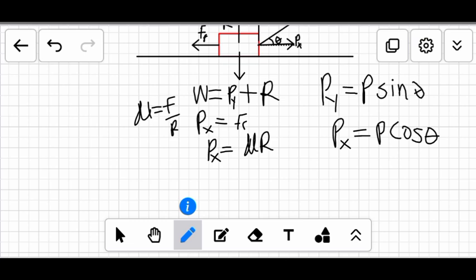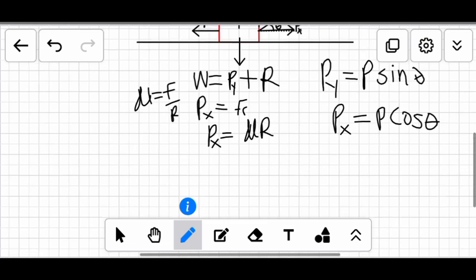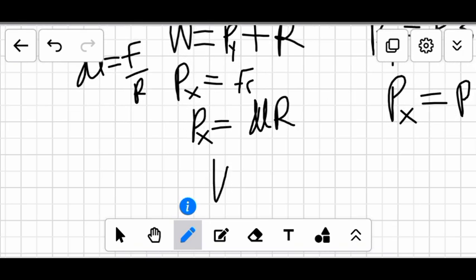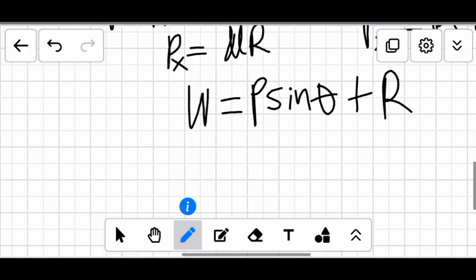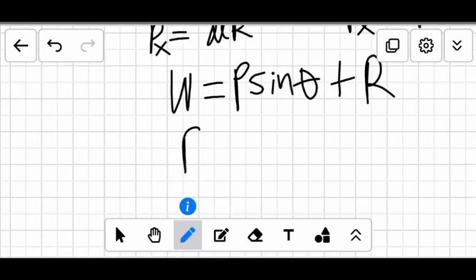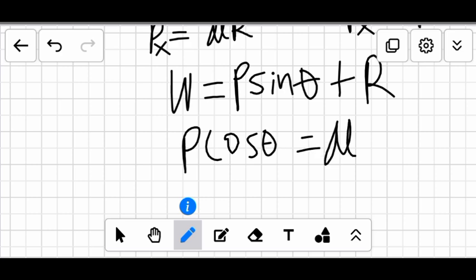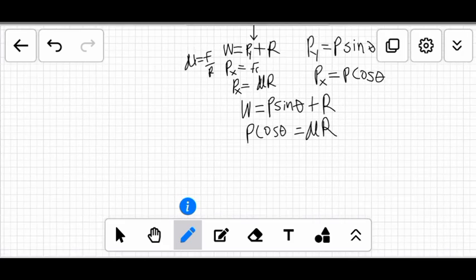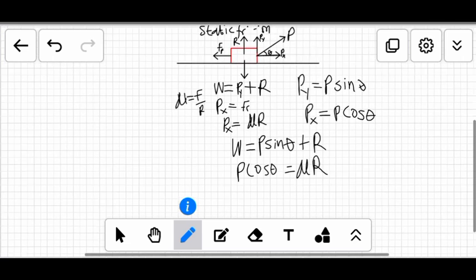So now don't forget Py is P sine theta, so which means W would be P sine theta plus R. Meanwhile, you're going to have Px, which is P cos theta, equals coefficient of friction times normal reaction. So this is the formula that is pertaining to when you are trying to drag this block with a rope. So we're still going to solve questions on all this.